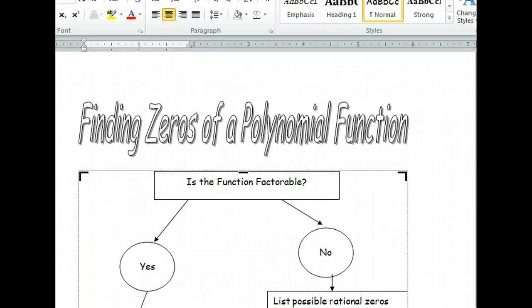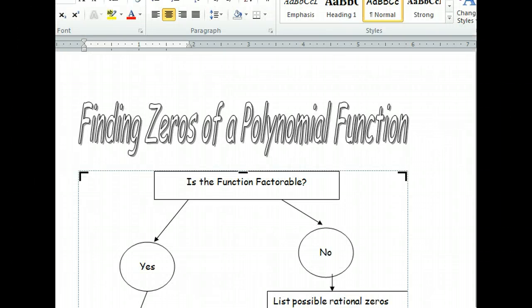Hello everyone. Today I'll be finding all the zeros of a polynomial function. Here's my example. To find the zeros of this polynomial function, I have basically two paths that I can follow. Let's take a look at those paths.